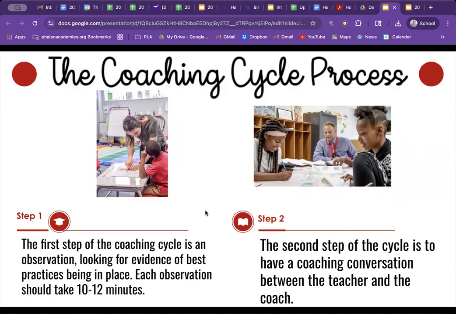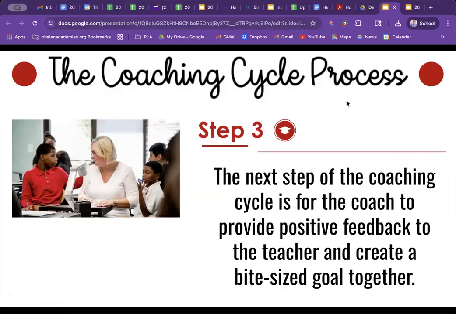If you recall earlier, I said that you will have that conversation up to 48 hours after the observation, I apologize, up to 48 hours. Step three is for the coach to provide positive feedback to you, the teacher, and create a bite-sized goal together. As you recall, I mentioned before that this is a non-punitive observation. What it is, in fact, is the opportunity to grow as a teacher. And so together you'll create that bite-sized goal.